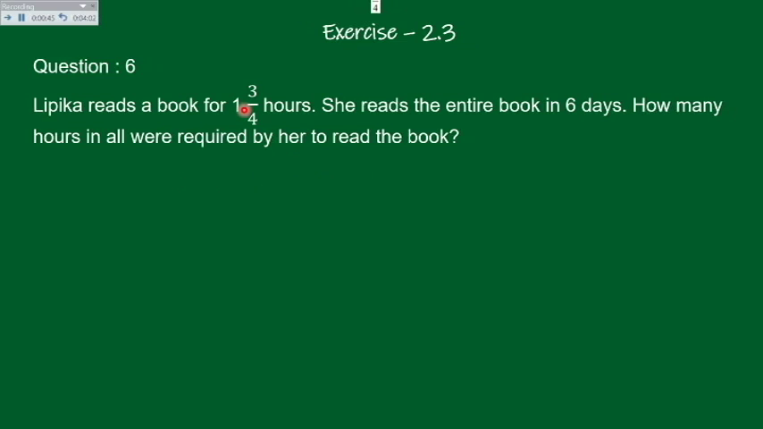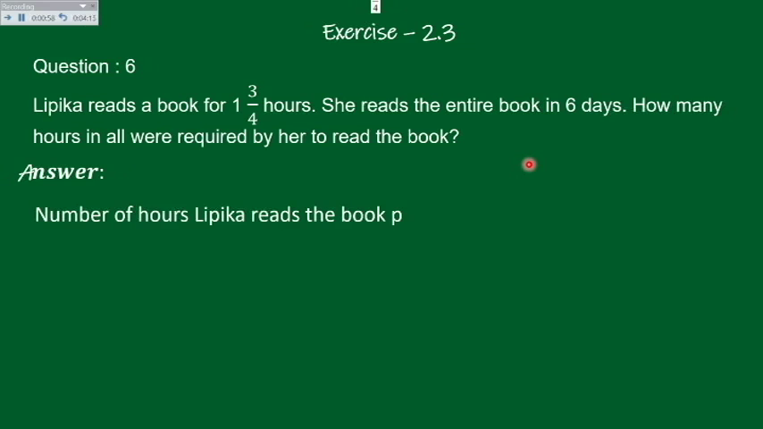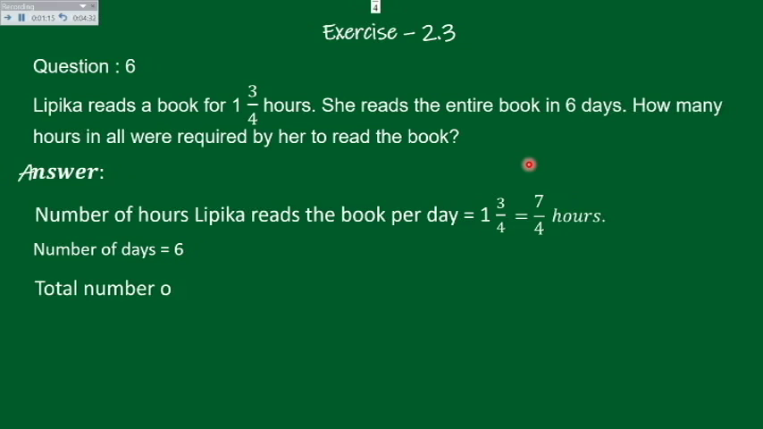So what you need to do? Multiply 1 whole 3/4 with 6. See how you have to write the statement. Number of hours Lipika reads the book per day equals 1 whole 3/4 hours, which equals 7/4 hours. Hope you are clear on this. Then number of days equals 6. Total number of hours required to read the book by Lipika is 7/4 multiplied by 6.